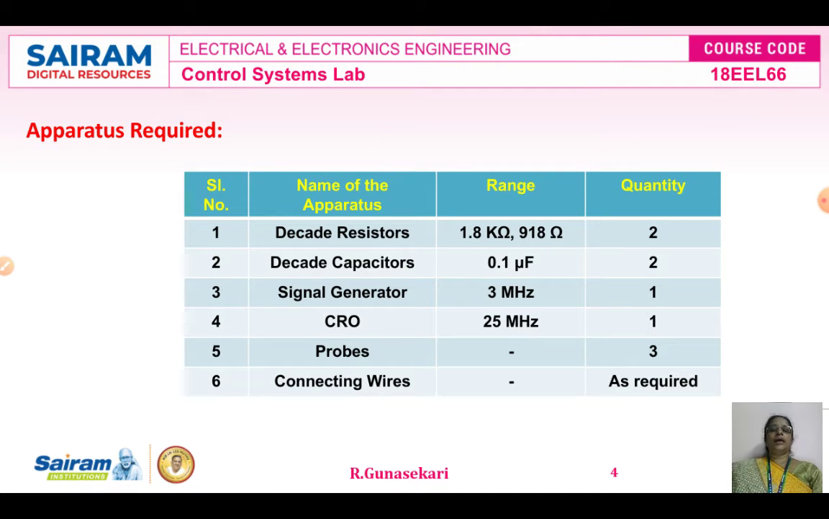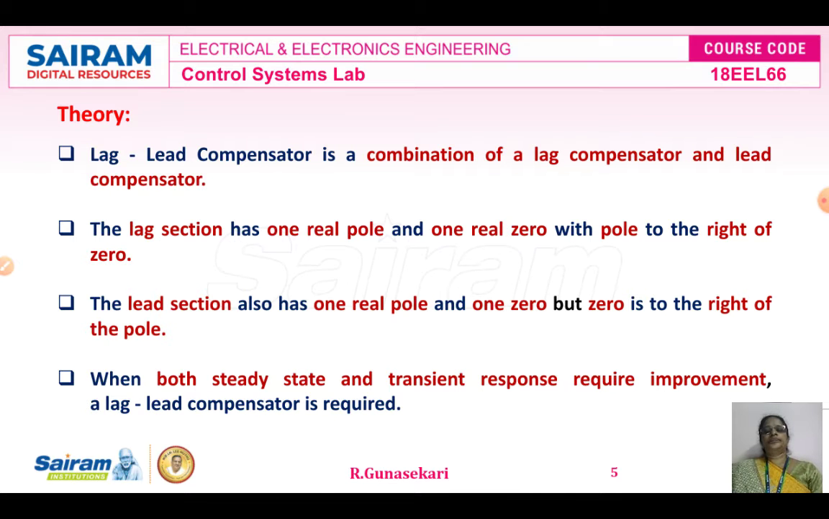Apparatus required: decade resistors, 2 numbers, with values 1 kilo ohm and 918 ohm. Decade capacitors, 2 numbers, 0.1 microfarad. Signal generator, 3 megahertz range, 1 number. CRO, 25 megahertz range, 1 number. Probes, 3 numbers. Connecting wires as required.